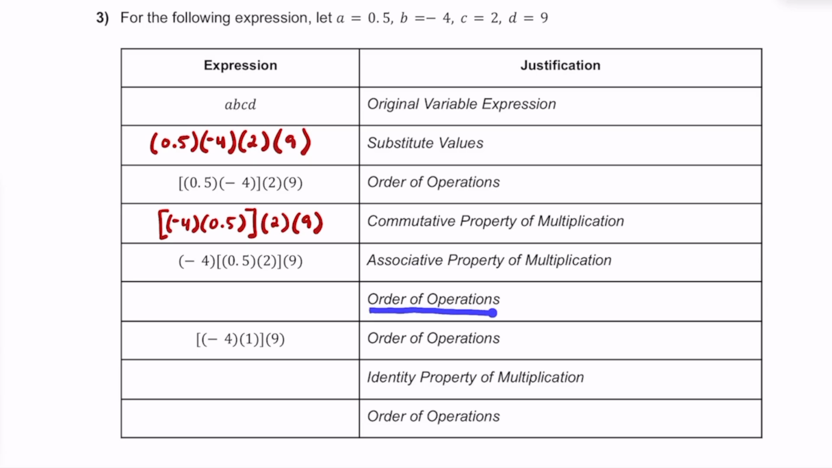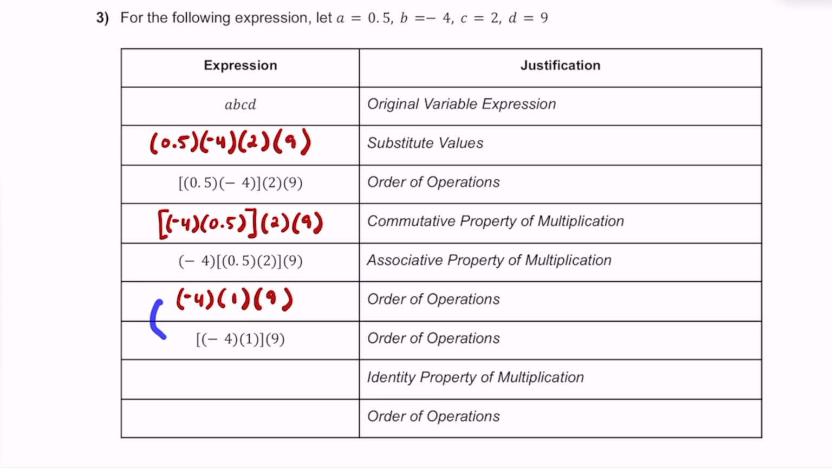Next, it says order of operations. So order of operations here would just mean that we're going to solve. We can just solve 0.5 times 2. Half of 2 is just going to be 1. So I think we're going to have this -4 multiplied by 1 multiplied by 9. Okay. Next, let's see.